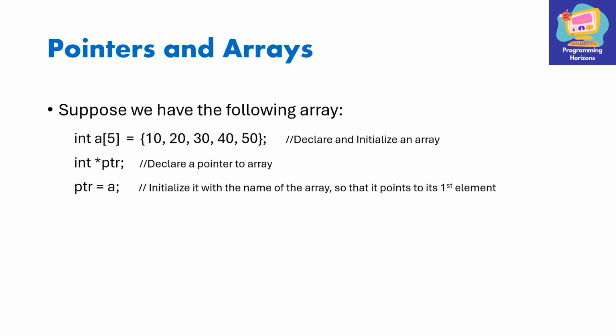Suppose that we have an array called A having 5 elements of integer type, with values 10, 20, 30, 40 and 50. In the next step, we have declared a pointer to this array. Since it is pointing to an integer type array, the data type of this pointer variable is int. In the next step, we have initialized this pointer variable with the name of the array. Basically, we are initializing it with the address of the first element of the array, since the name of the array always points to the first element of the array.